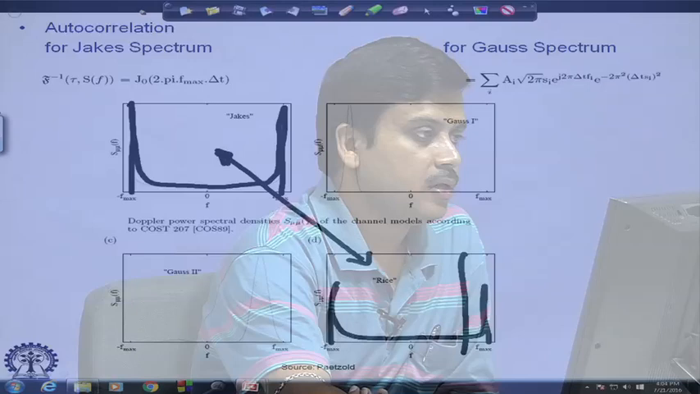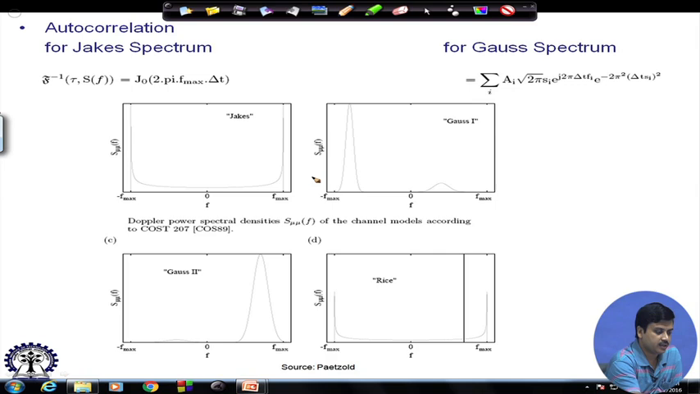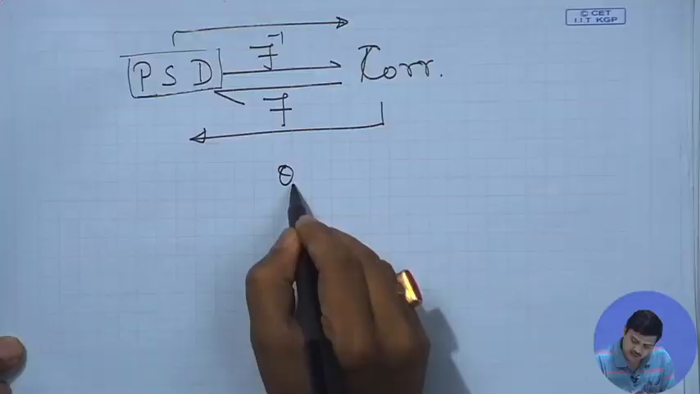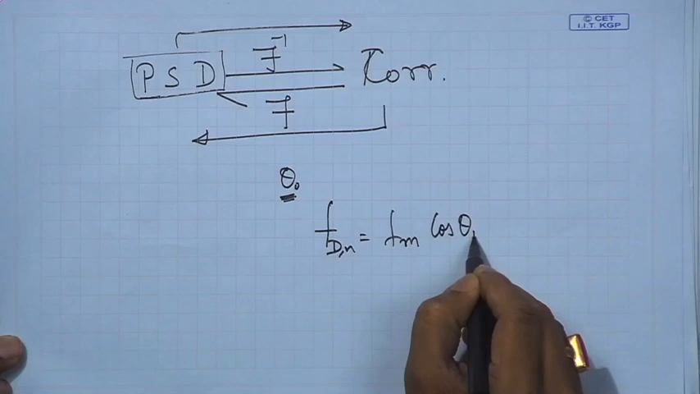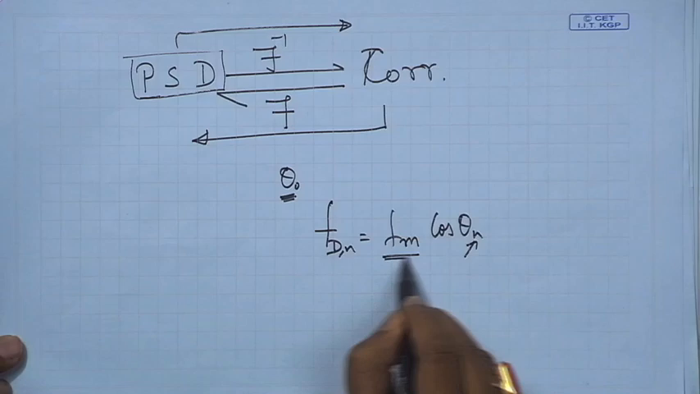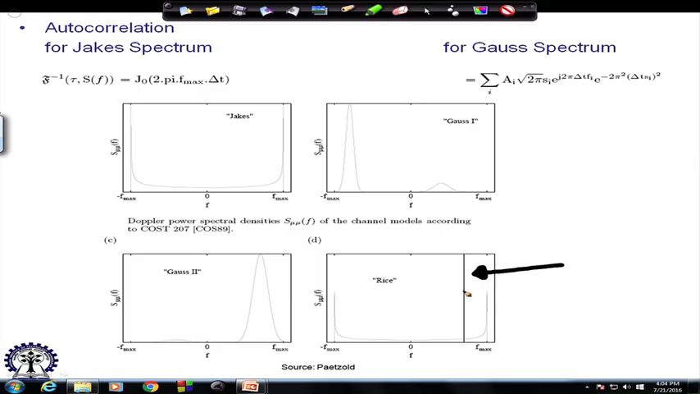So what we remember is that the Rician component would mean that there is this strong frequency component, and this is clearly because we have this theta 0 which is giving rise to a particular frequency, and we have fdn equal to fm cos theta n. In this case, this is theta 0. So, basically, this is a very strong component. A very strong component means this particular frequency is strong, so it appears on top of the Jakes spectrum. This is clearly visible, and that is because of the line of sight or a specular component being present.